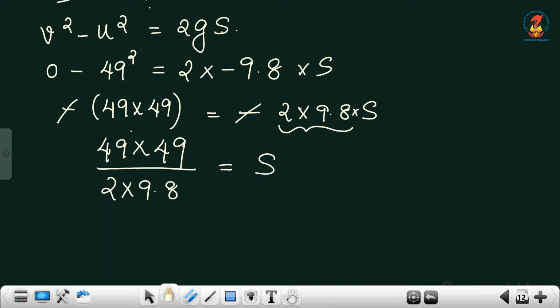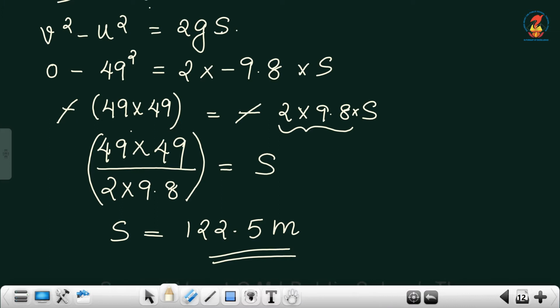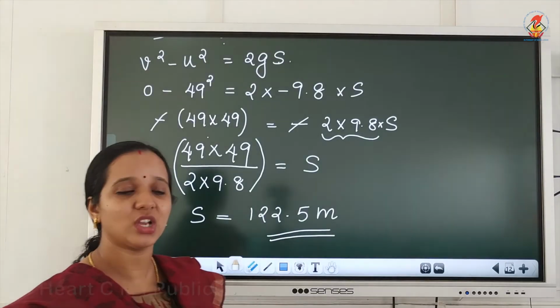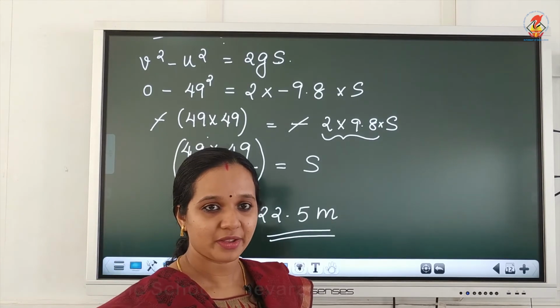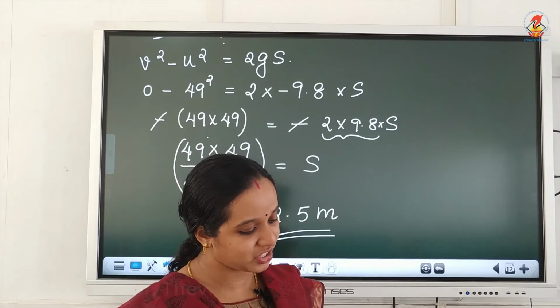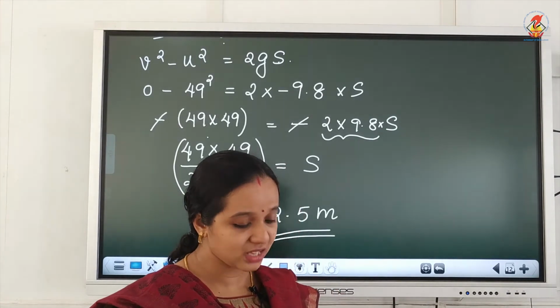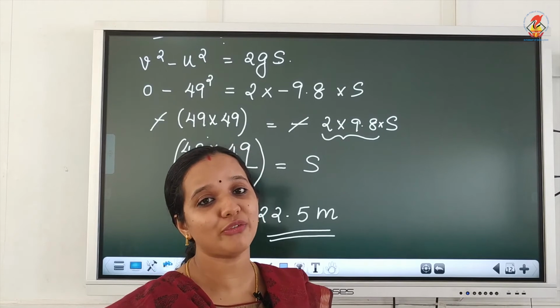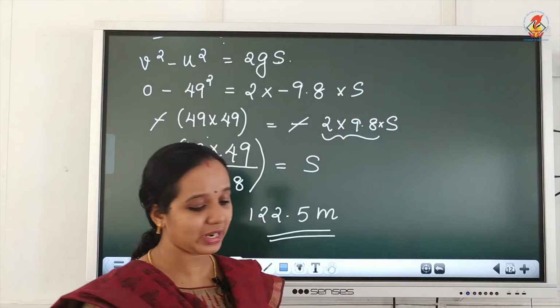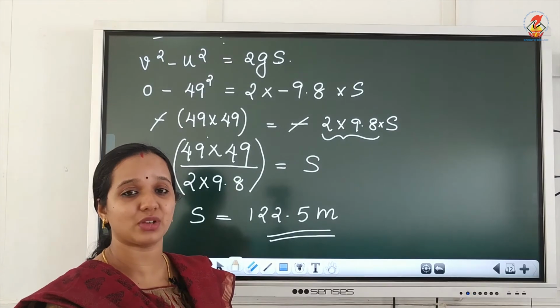On solving this and simplifying, you will get S as 122.5 meters. So, this is the maximum height to which the body rises. Now, moving on to subdivision 2, the question is to find the total time it takes to return back to the surface of earth. Okay, the total time needed to return back to the surface of earth.